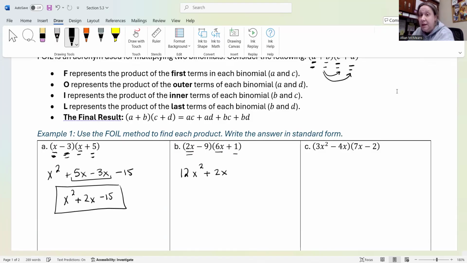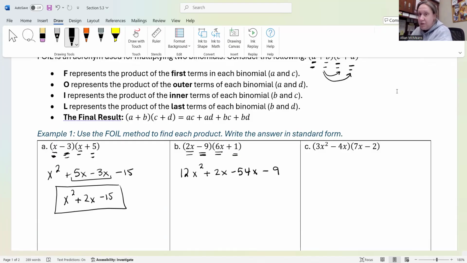Now we want to look at the inner terms. So that's going to be minus 9 times 6x. So negative 9 times 6 is negative 54. And there's nothing to combine with that x, so we just want to rewrite the x, okay? There's not like another variable factor that we have to use the product rule with. So just multiply the negative 9 and the 6 and then keep your x. And then finally, we want to do the last term. So that's going to be our negative 9 and our 1. So negative 9 times 1 is minus 9.